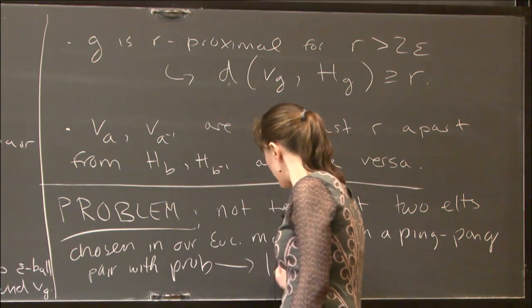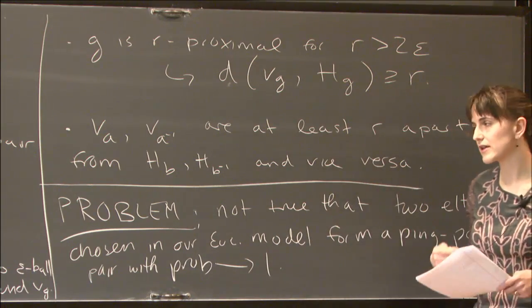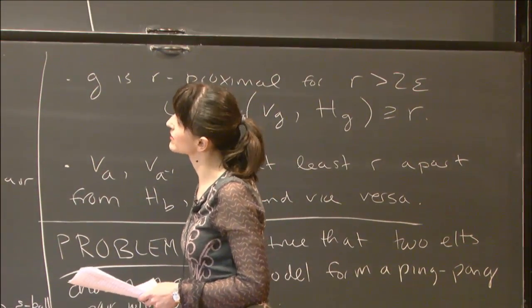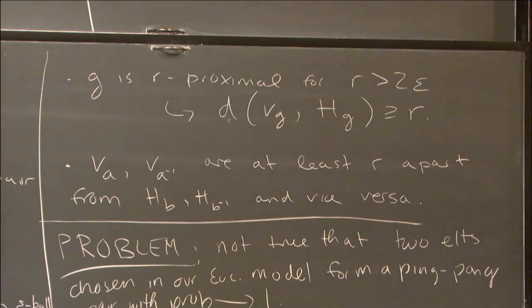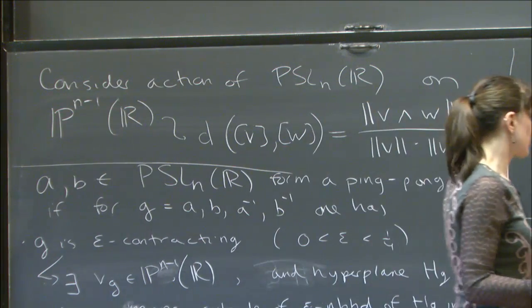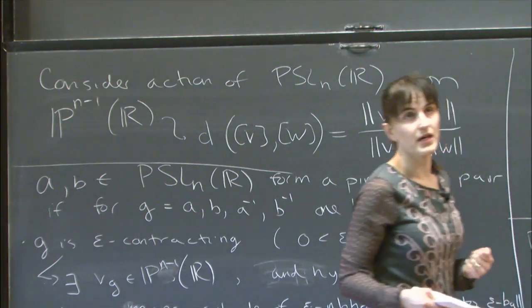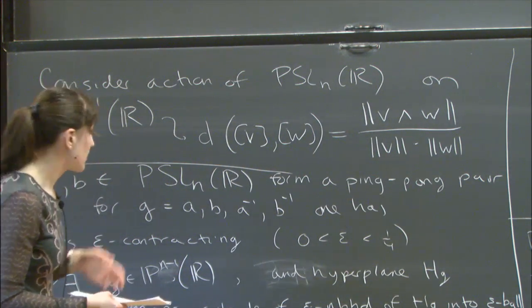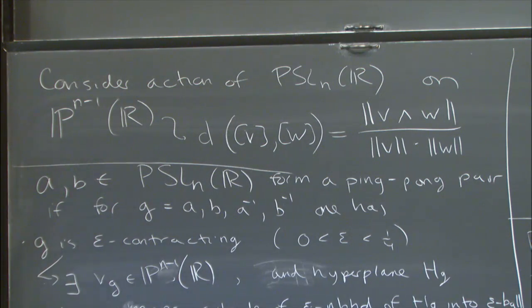So let me outline what goes wrong and what you can do to fix this issue. Right off the bat, it's not going to be true that one element chosen at random out of this ball of radius y is going to be epsilon contracting. So let me show how you would show that.